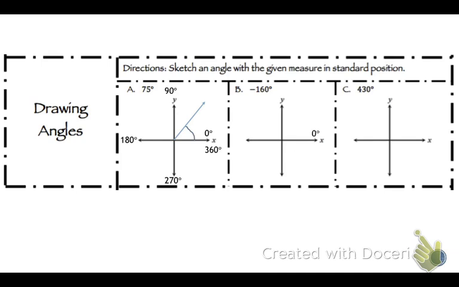Okay, negative 160, well, I'm just going to go backwards. So that would be negative 90, that would be negative 180, negative 270, negative 360, which 160 would be about right there, and there's that terminal side. 430, so I'm going to have to go around more, so 360 plus 90 would be 450, and I don't need to go any further, so that's going to be a full rotation plus a little bit more, and there's that terminal side.